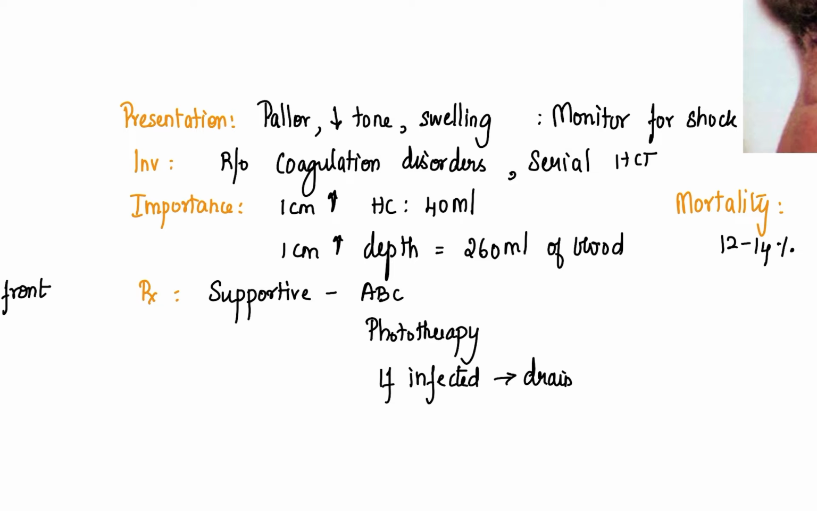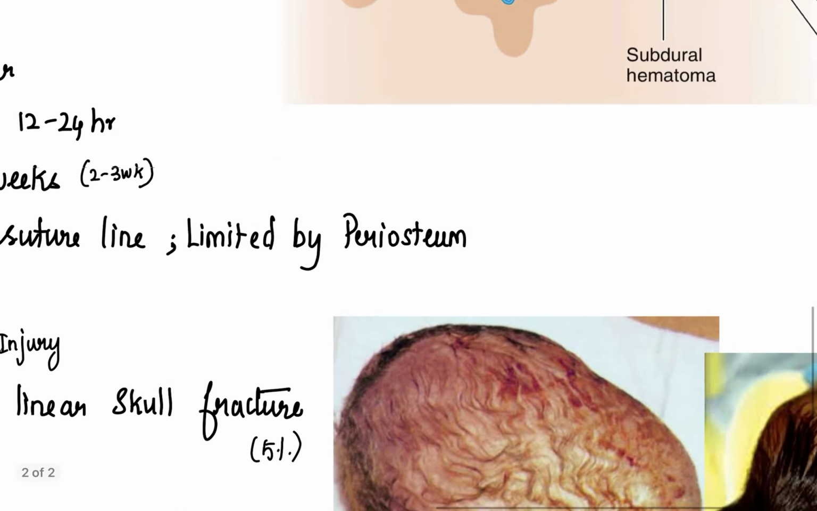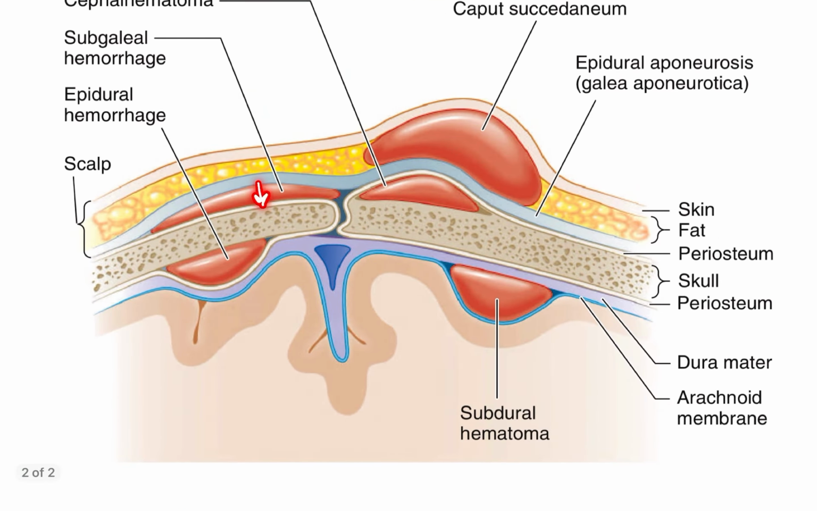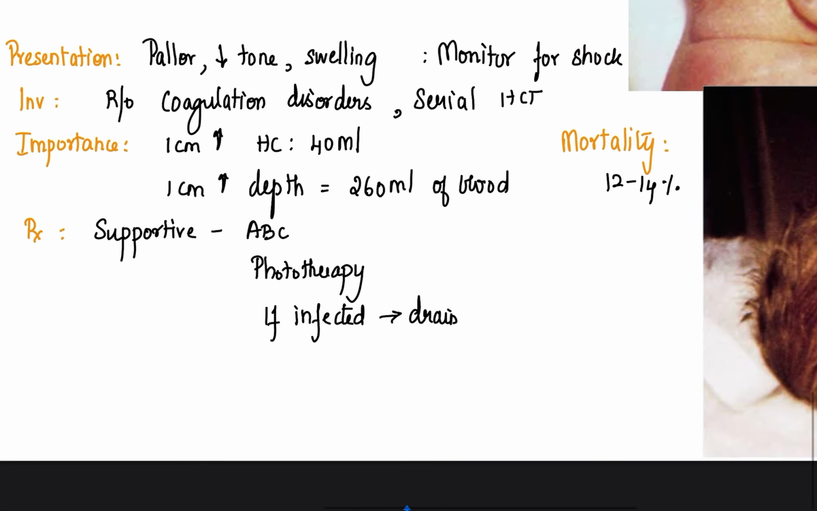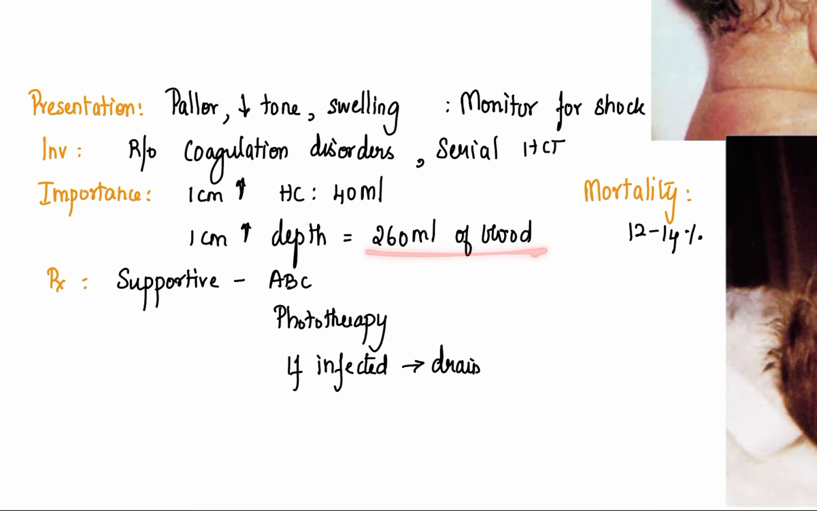The importance of monitoring head circumference, I cannot stress this enough. If you have an increase of 1 centimeter of occipitofrontal circumference or head circumference, you know that there is an extra 40 ml of blood that has been added into the space. An increase in depth of the space by 1 centimeter can suggest that there is approximately 240 to 260 ml of blood in that space. So a 1 centimeter increase in circumference means an extra 40 ml. A 1 centimeter increase in depth of the subgaleal space can hold up to 260 ml of blood.